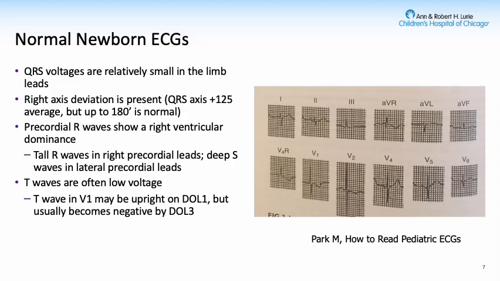And your precordial R waves, which remember your precordial leads are your V1 through your V6, these should show a right ventricular dominance. And that means you're going to have tall R waves in V1 and V2 and deep S waves in V5 and V6. Your T waves are often pretty small in your babies. And your T wave may be upright in V1 on day of life 1, but it should become negative by day of life 3. We think it's pretty normal for T waves to be inverted in the early precordial leads, V1, V2, V3, in the newborn and early childhood years. If we see a teenager with inversion of their mid-precordial T waves, we think that's abnormal.